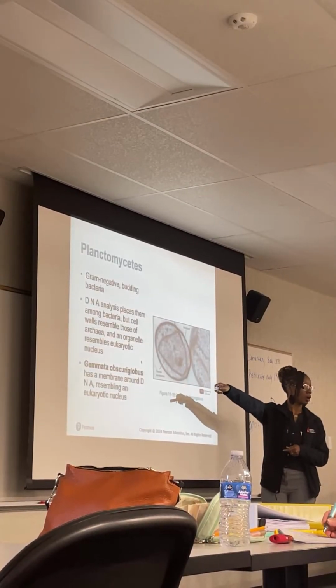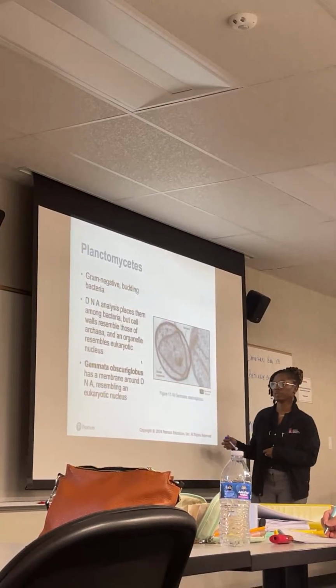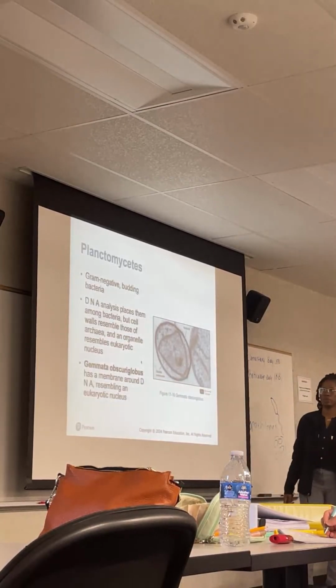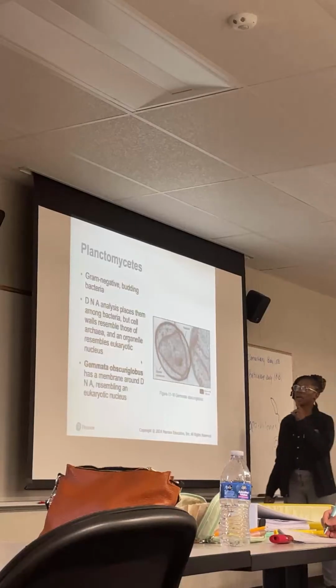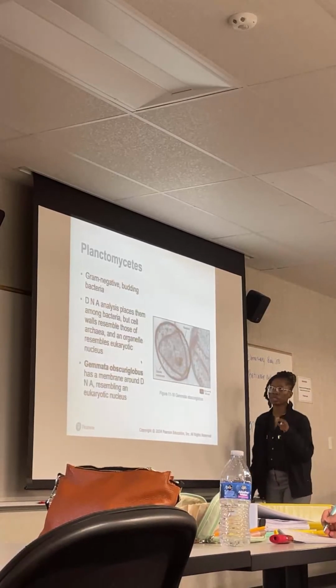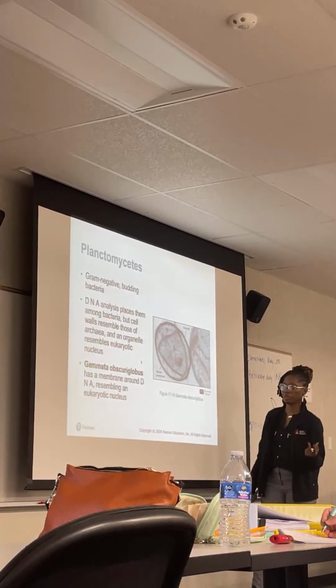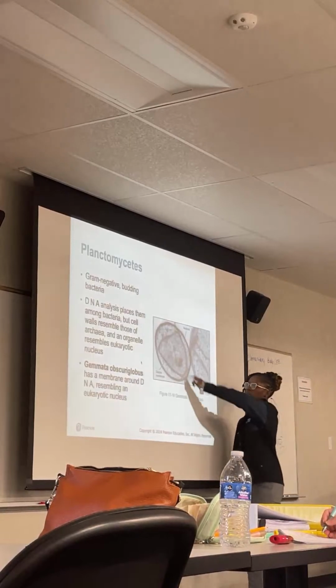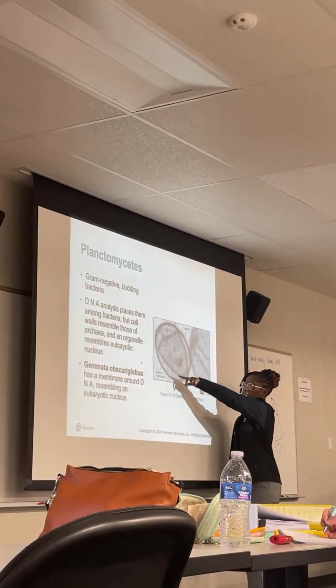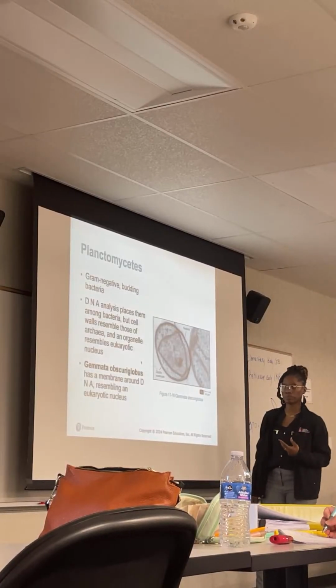Their cell walls look like archaea, and they have an organelle that resembles the eukaryotic nucleus. So it looks like the nucleus. Sorry, it doesn't have the organelle, but it looks like a nucleus. It has a nucleoid region, right? So this particular cell resembles the archaea and it resembles the eukaryotic nucleus because of the nucleoid region, and it has this double membrane-like structure around it to resemble an organelle.